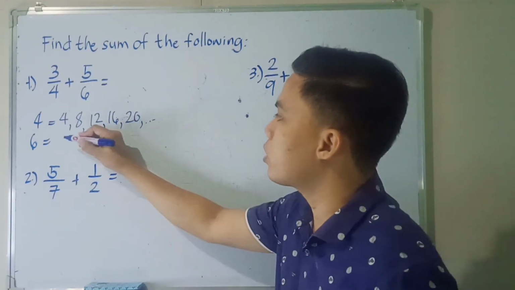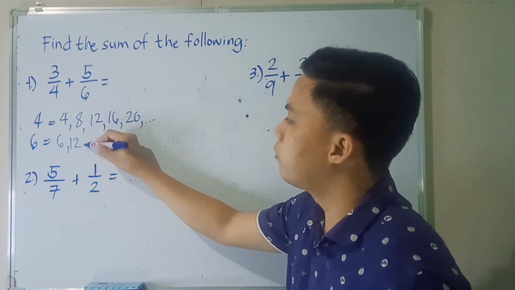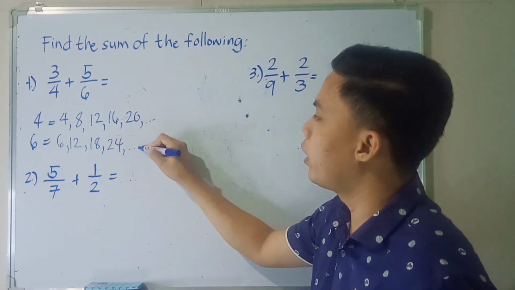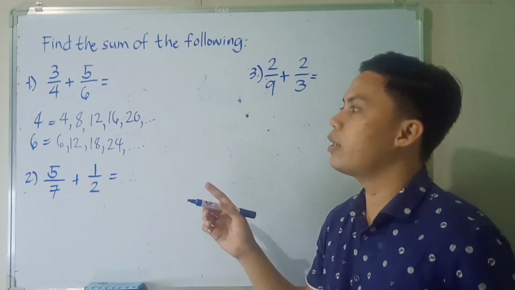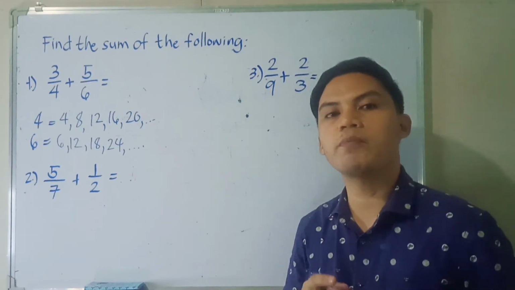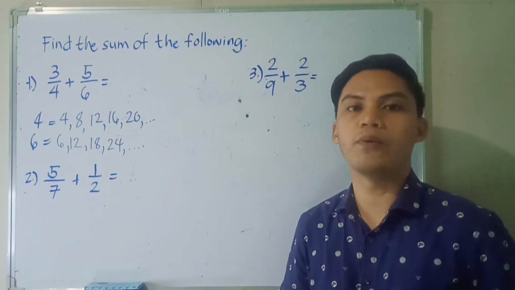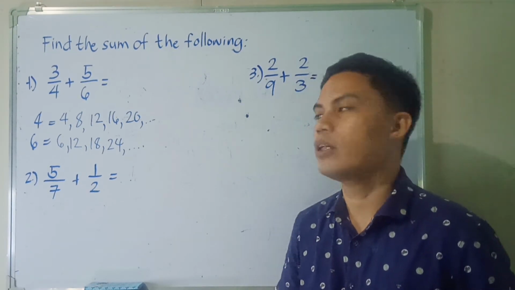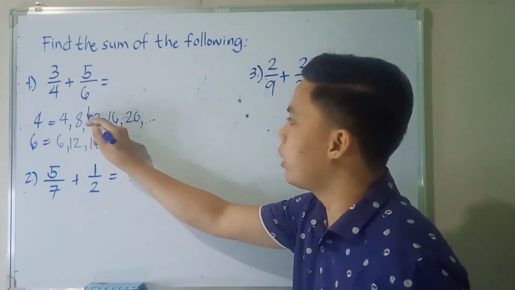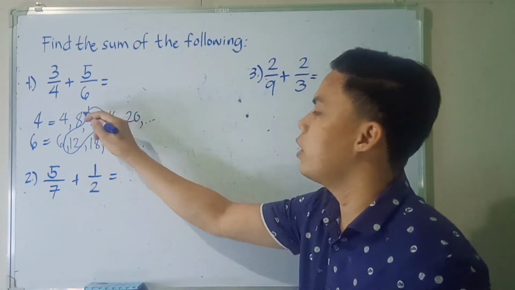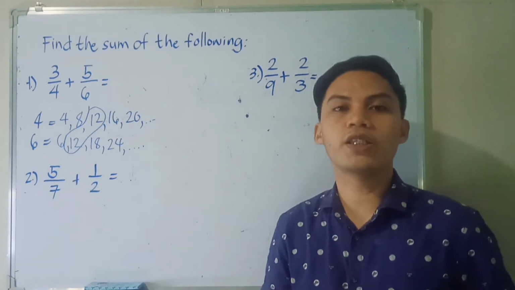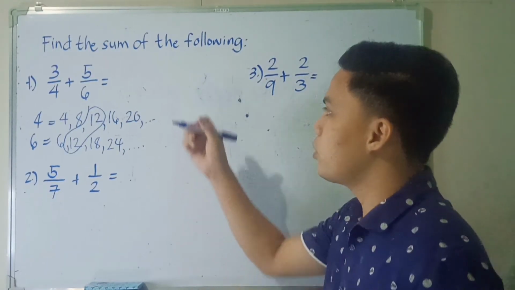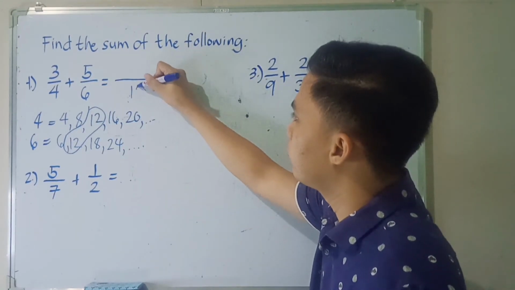How about sa 6? We have 6, 12, 18, 24, and so on. Okay. Now, kung titignan natin, yung least common multiple nila is yung pinakamaliit na number na magkapareho silang dalawa. Okay? So, pag sinabi nating multiple, we are simply skip counting, right? So, in this case, yung least common multiple nila or yung LCM nila would be equal to 12. So, since 12 yung LCM nila, it follows that their LCD is equal to 12. So, ngayon, isusulat natin sa baba si 12.